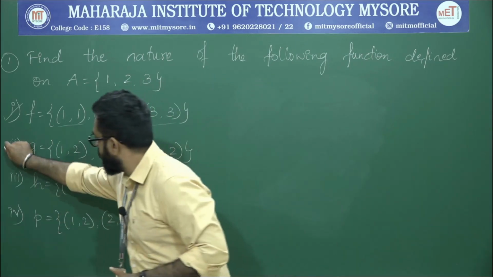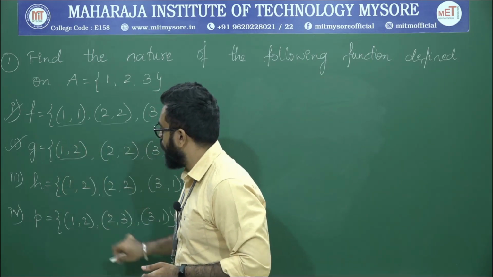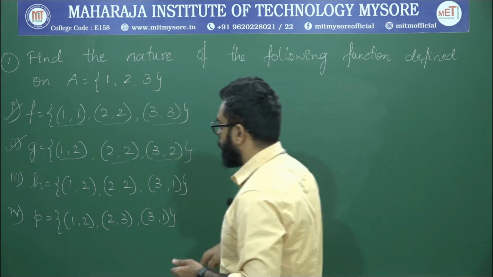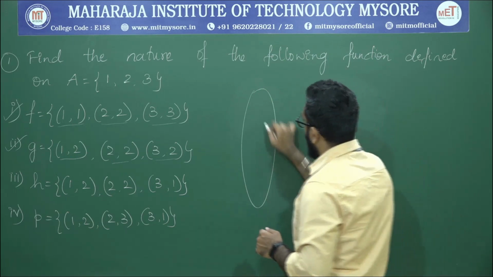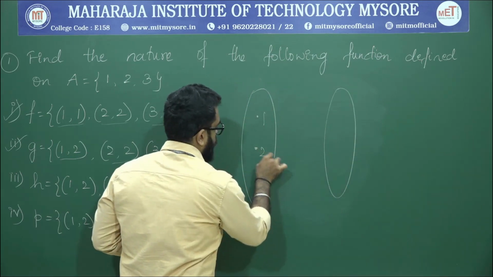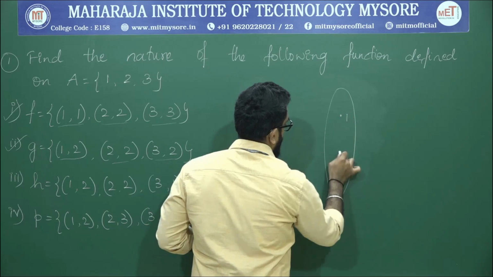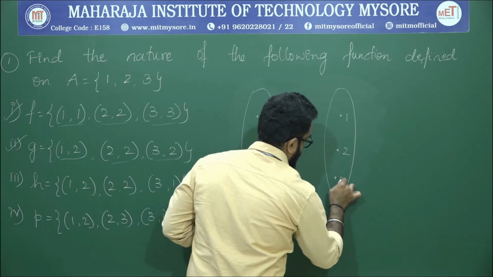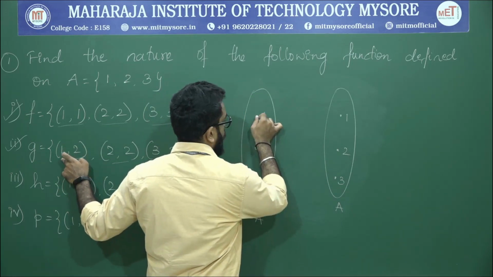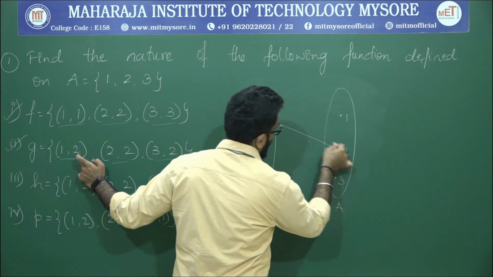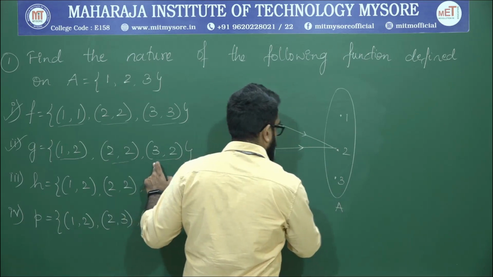Now let us consider the second function, named g. g has the ordered pairs (1, 2), (2, 2) and (3, 2). Now observe carefully. I have the arrow diagram here. I have the elements 1, 2 and 3 of set A, and similarly 1, 2 and 3 of set A itself. Now under the function g, 1 is mapped to what? 1 is mapped to 2, 2 is mapped to 2 and 3 is also mapped to 2.